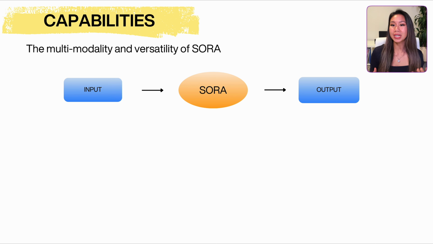All right, so we've covered how Sora was designed and trained. What can it do exactly? It's called a text-to-video generator, but really it can do so much more than that. We're going to talk about the multimodality and versatility of Sora. It's a lot, so we'll run through them quickly.